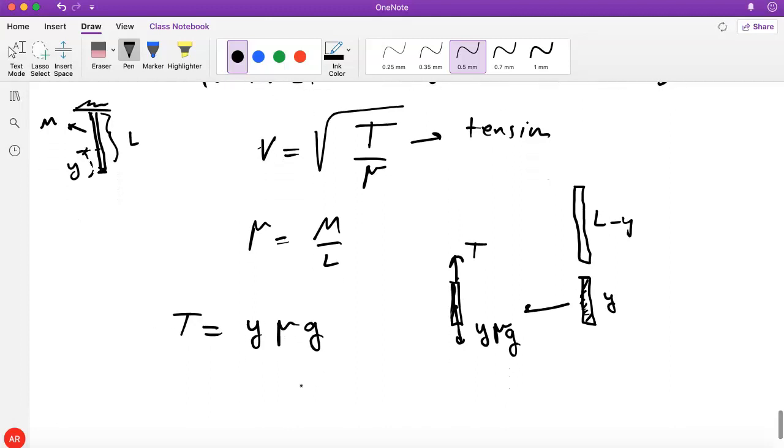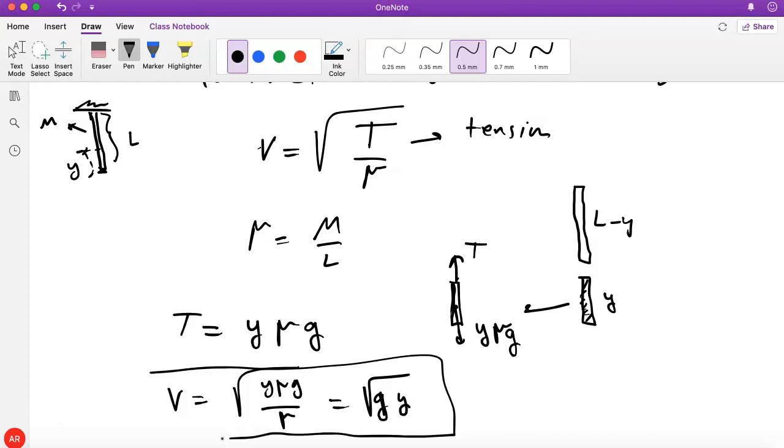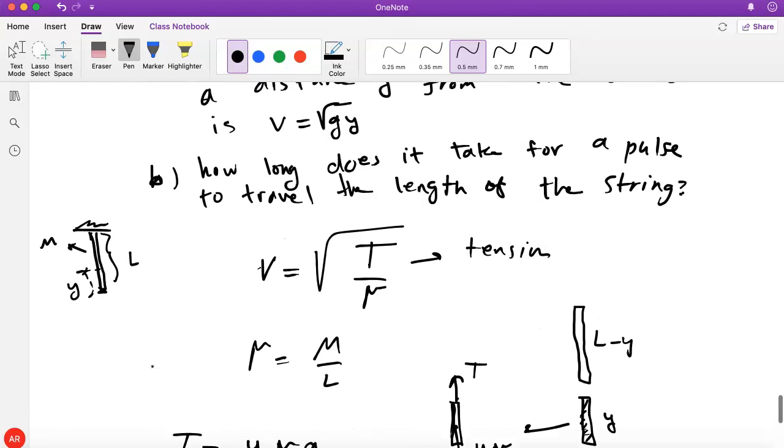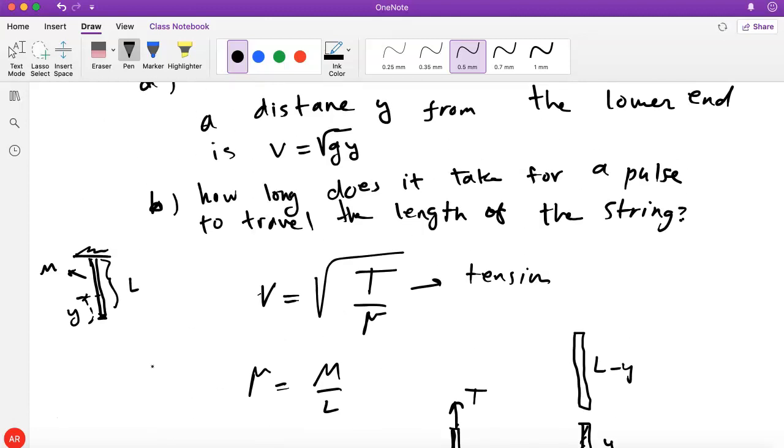So we just plug it in. So v becomes the square root of y mu g divided by mu, and that's the square root of gy. Okay, so that was the easy part of the problem. We just draw a free body diagram and we find the speed of propagation at a particular point along the string.